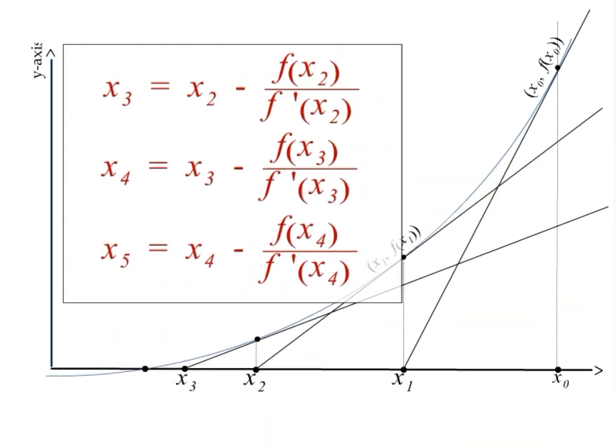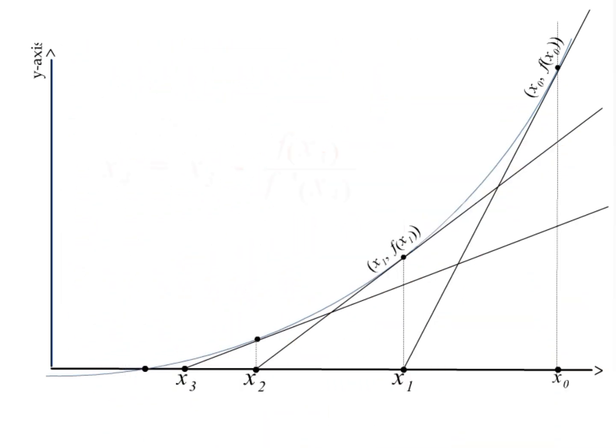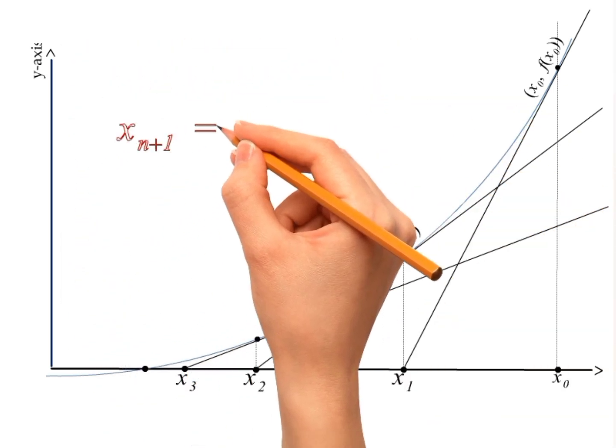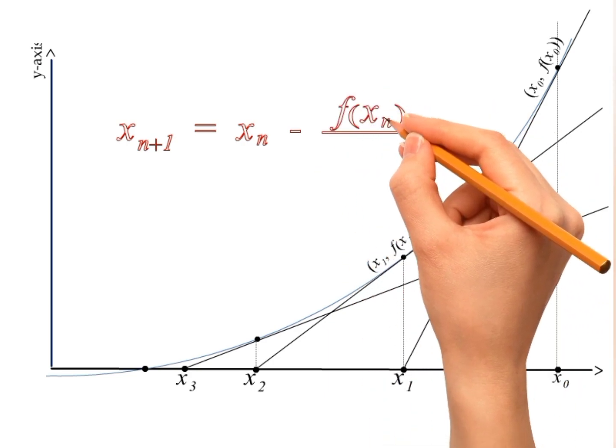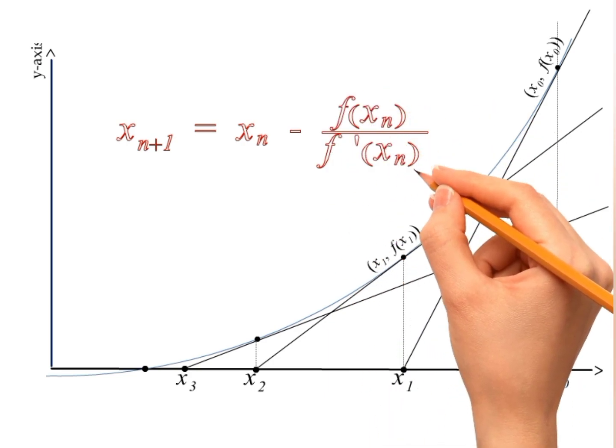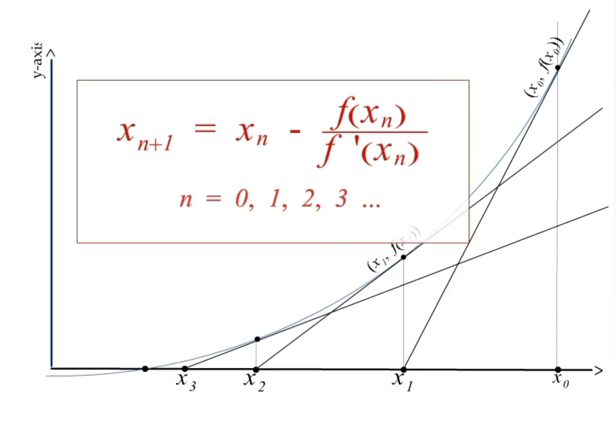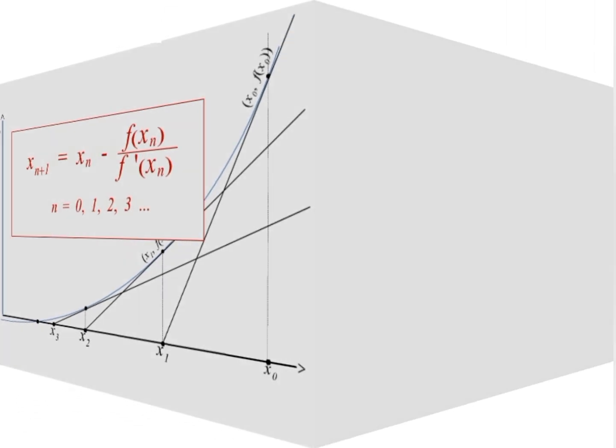Without loss of generality, we write x sub n plus 1 as x sub n minus f sub n over f sub n prime, with n in the sequence 0, 1, 2, 3. This is the Newton-Raphson iteration formula for nth iteration. Let us quickly see the consequence of choosing an initial value that does not fit.